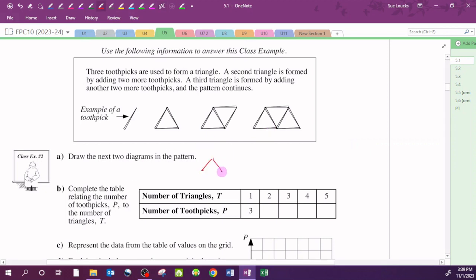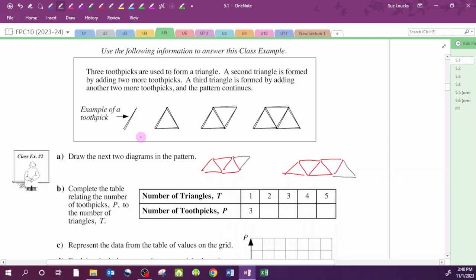So I'm going to draw what we have already, okay? And then I'm going to take a different color and draw what we're going to add. So we're going to add that and that. Okay, so now we've got an extra triangle. And then for my next one, I'm going to come back and draw again what we're starting with, which is now that. And then we're going to add 2 more toothpicks to add another triangle.